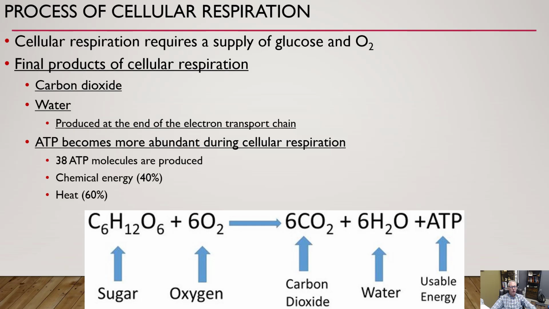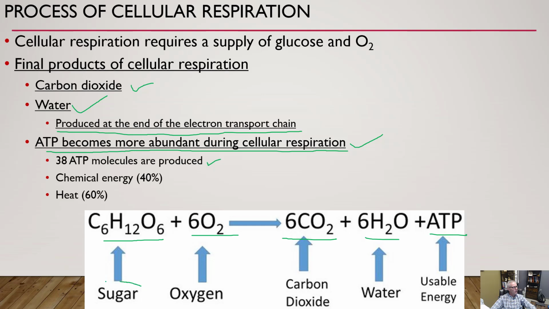All right, so overall process of cellular respiration, we're going to take glucose and oxygen. Really, that's the only two things that are required: glucose, which is sugar, and oxygen. And then we're going to produce carbon dioxide, water, and ATP. That water is actually produced at the end of the electron transport chain. So carbon dioxide, water, and ATP. Now, as we move through the cycles or the steps of cellular respiration, we're going to produce more and more ATP. We're actually going to produce 38 ATP molecules per molecule of glucose.